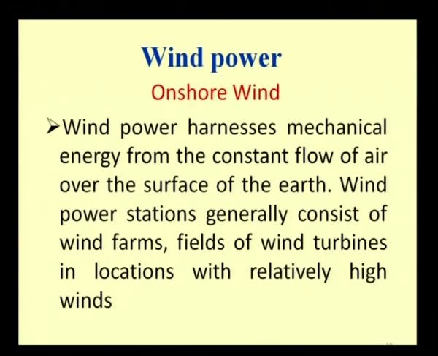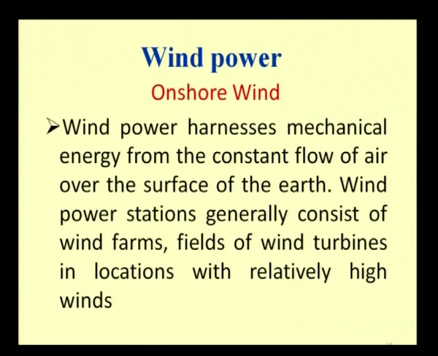And now let us start to discuss wind power. Wind energy is another sort of power production agency, and in warm or hot countries like India, a large amount of wind power can be trapped. There are two types of wind power, one is onshore and another is offshore. Wind power is harnessing the mechanical energy from the constant flow of air over the surface of earth. Wind power stations generally consist of wind farms, fields of wind turbines in locations where relatively high winds occur.